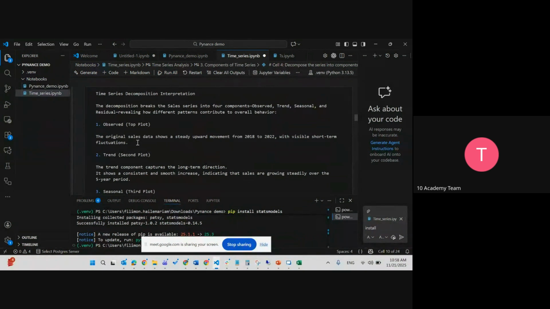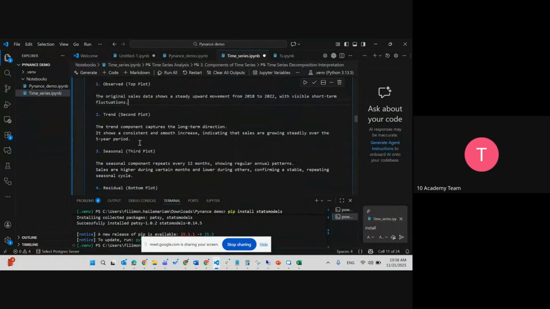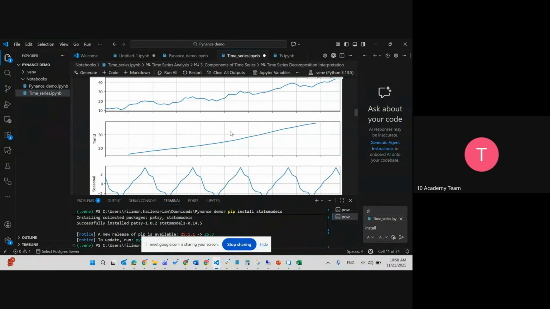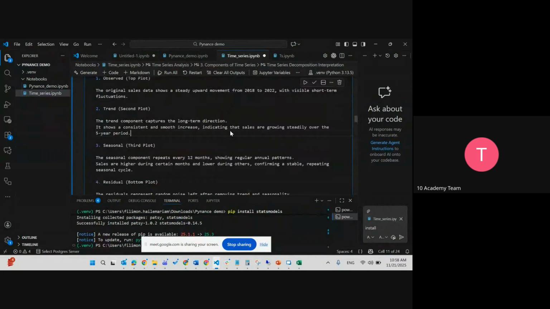What we observe on the top plot is the original sales data. The second plot is the trend. The trend component captures a long-term direction. It shows a consistent and smooth increase, indicating that the sales are growing steadily over the 5 years, as you can see. So we picked up a trend.